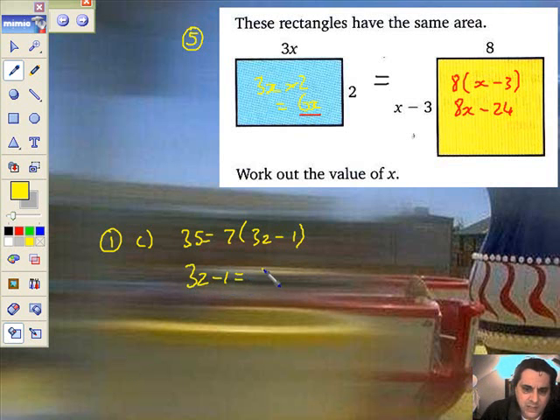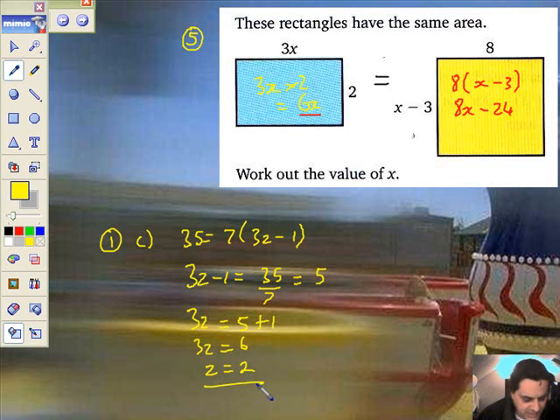3z minus 1. It's just like saying 35 divided by 7. That will get rid of it. And 35 divided by 7 is 5. Alright? So next step. 3z equals my 5 plus the 1. So 3z is 6. And if I divide by 3, I've got 6 divided by 3 is 2. z is 2. E looks challenging, so I'm going to have a go at that one over here.